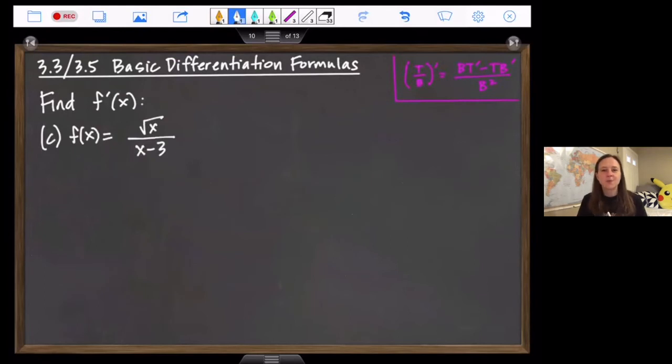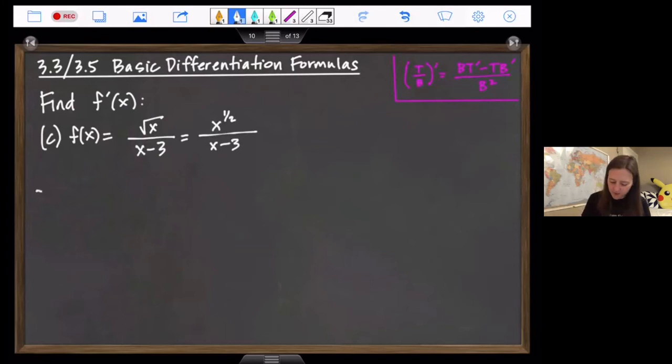Let's do one more example using the quotient rule. Here I've got the square root of x divided by x minus 3. And because I'm taking derivatives, I'm going to rewrite this from step 1 as x to the half over x minus 3. And then when I'm done simplifying, if I want to, I can change that back to a square root.